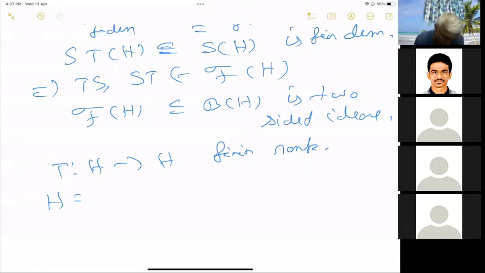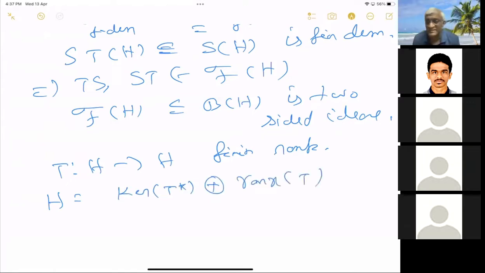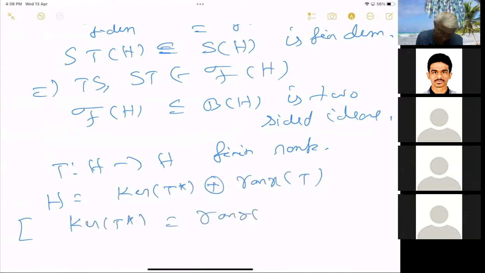Then any Hilbert space can be written like this: kernel of T star, direct sum, range of T. This is true. I think Shruti proved it before polar decomposition. Kernel of T star is equal to range of T perp. This is true for any T, any operator. It is very easy to verify. Kernel of T star is range of T perp.